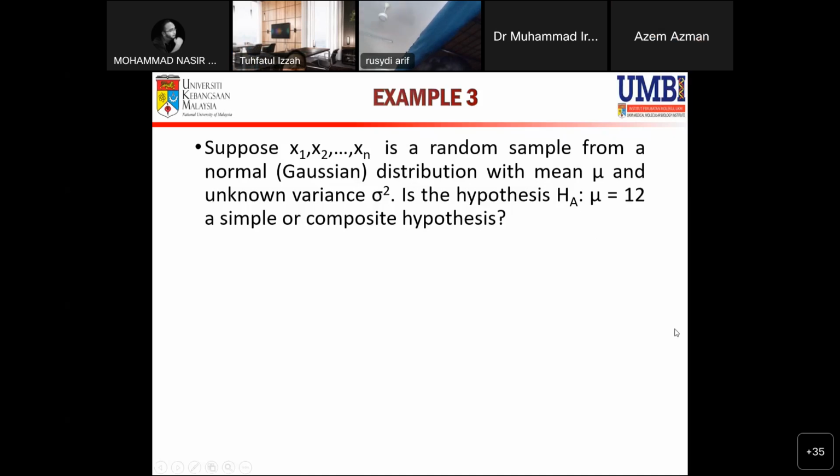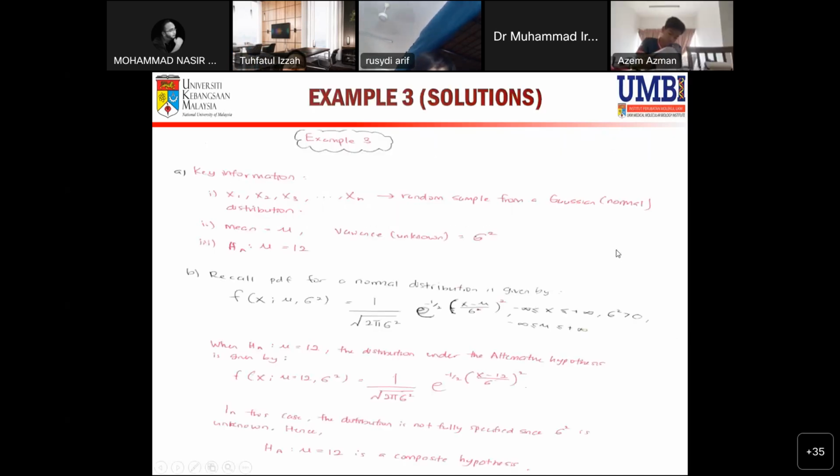Okay. So in example 3, we need to extract the key information from the question. There are 3 key pieces of information here. Always do this if you want to solve a question. First one is x1, x2, all the random samples, these observations come from a Gaussian normal distribution. And the second point, we know that the distribution is defined by 2 parameters: the mean, which is mu, and the variance, which is unknown, sigma squared.